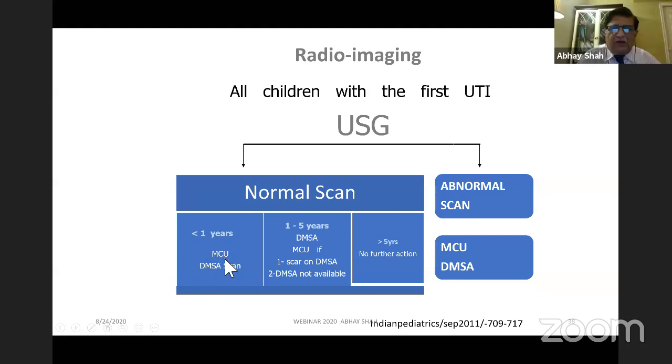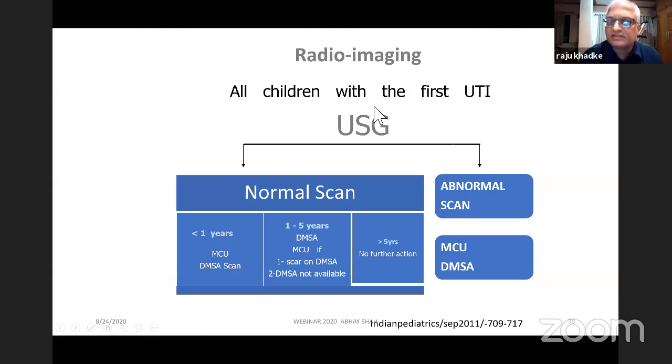No, only talking about radio imaging now. So the ultrasound is a must in all cases, but in a child less than 1 year, you should do an ultrasound followed by a DMSA scan after 3 months, and MCU to rule out reflux. MCU can be done in between the ultrasound and DMSA scan.